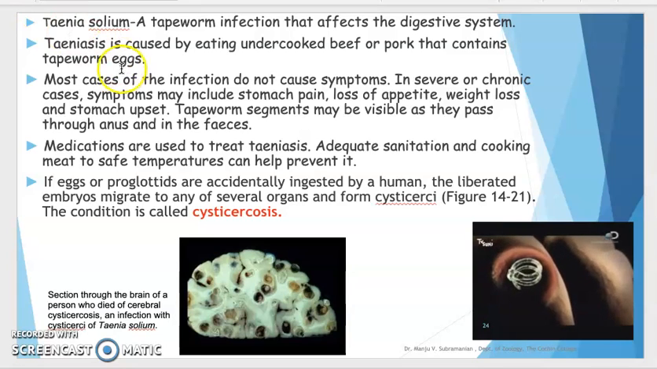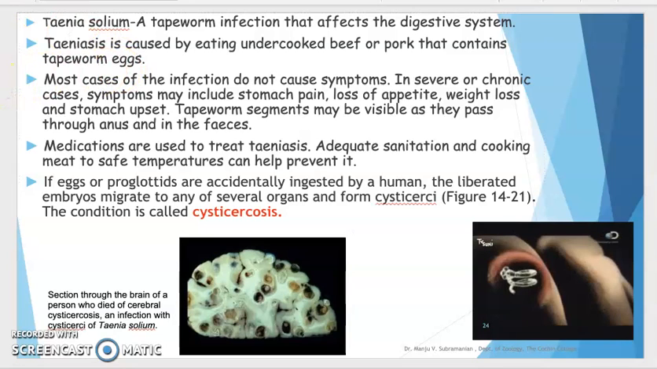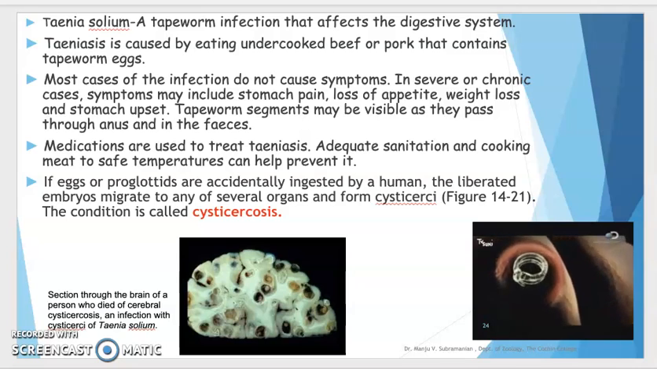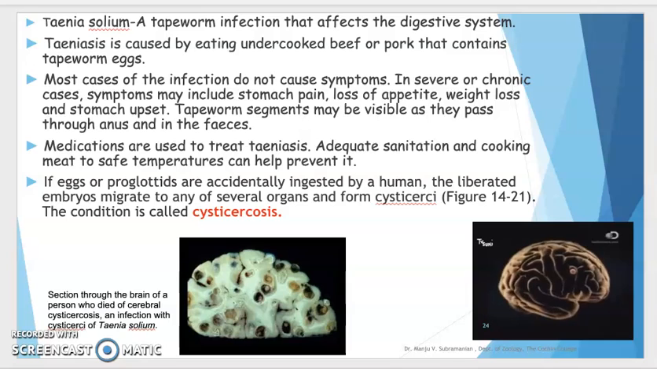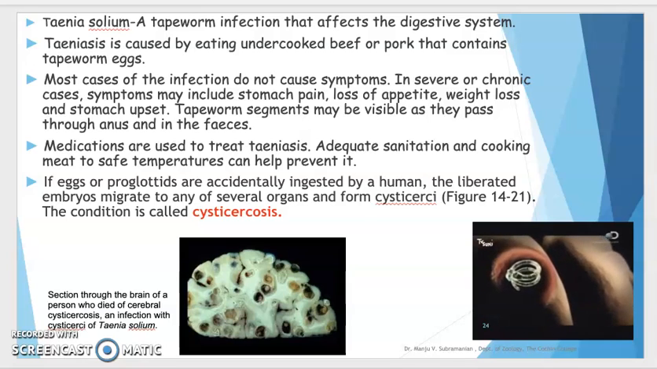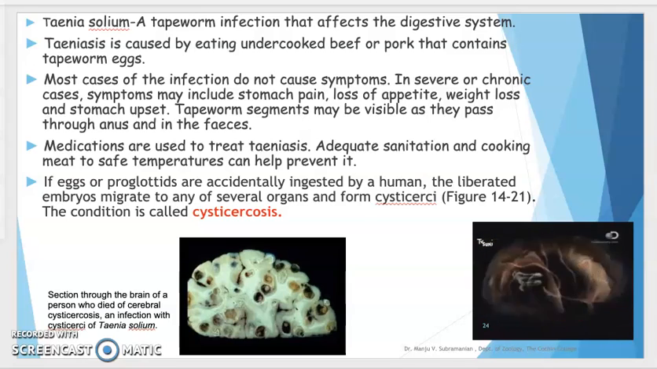Hello, welcome back students. In this video lecture we'll be discussing the last part of the life cycle of Taenia solium. Actually, it is not part of the life cycle. The life cycle we have finished in the previous lecture.